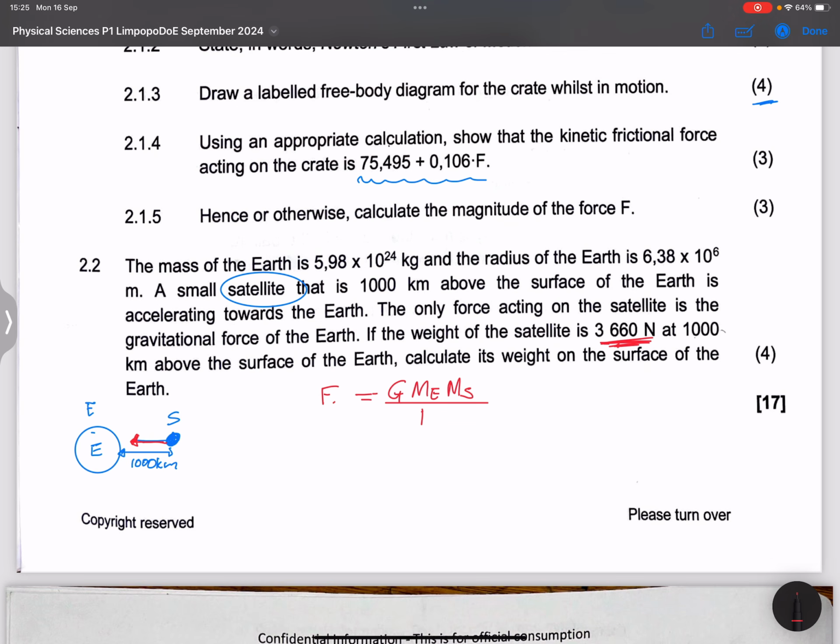But I want you to think about it. What's our distance? It's going to be the center of the Earth plus this 1,000 kilometers. So we're going to say the radius of the Earth plus the distance d, which is squared. So let's substitute there. We know the force of attraction is 3,660.